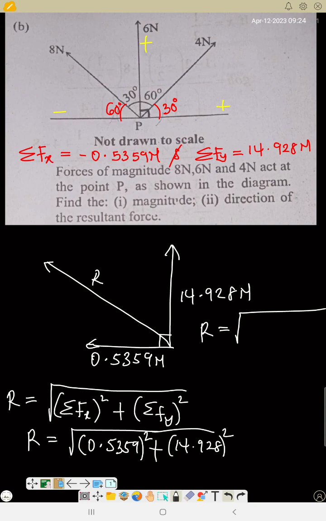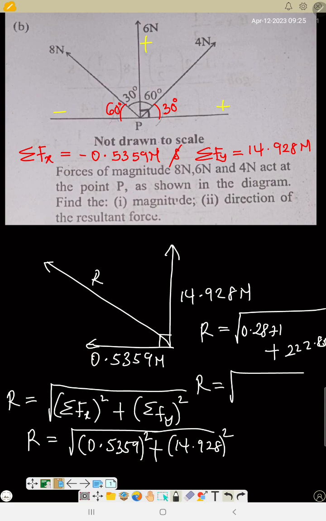So R is equal to the square root of, so let's find the squares. 0.5359 square, that is 0.2871, plus 14.928 square also, so that is 222.85. So now add everything together, as in these two. Everything is just calculator work now.